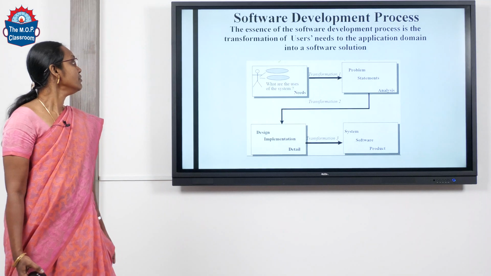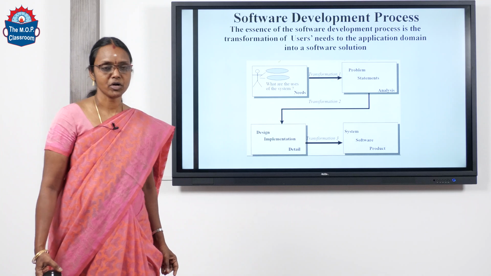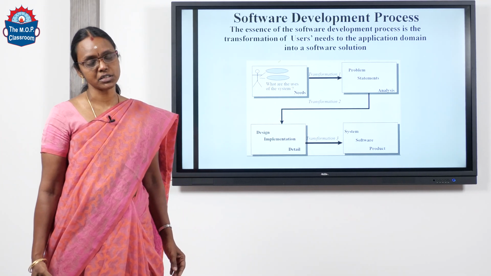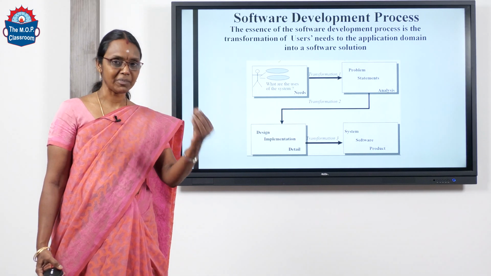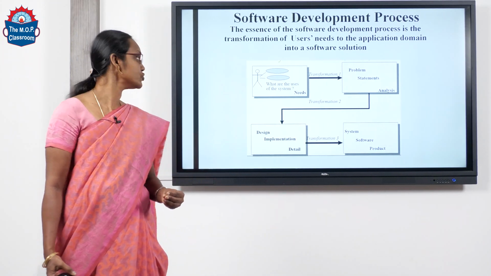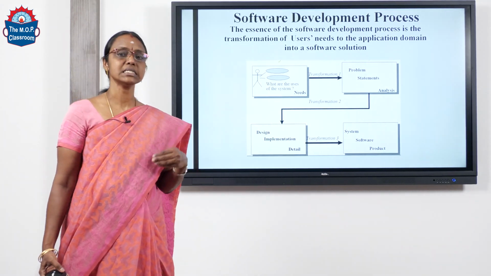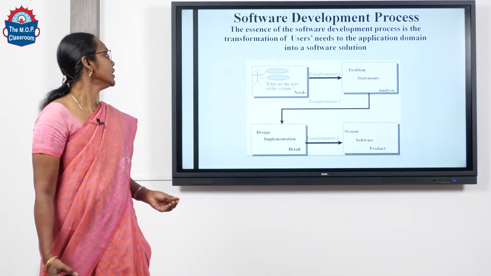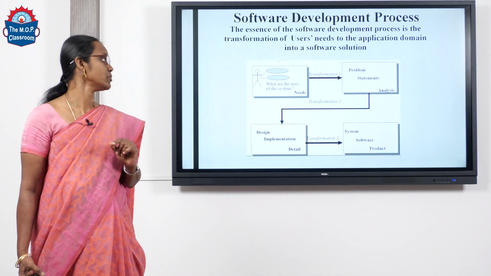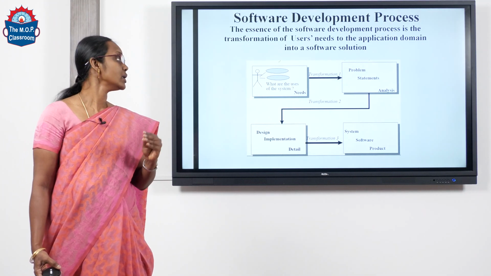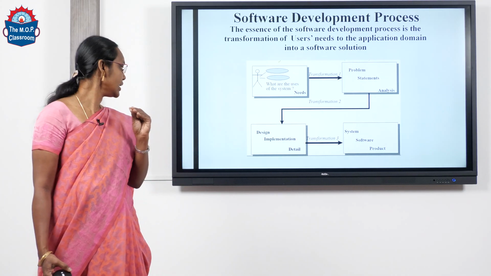Moving on, we will first start with the software development process. What is the software development process? The aim of the software development process is mainly the transformation of the user's needs into the application and bringing a particular solution. So the essence of the development process is transformation. The user's needs are going to be transformed into a problem statement where you are going to perform the analysis. That is the first transformation. Transformation 2, the analysis is going to be converted into what is called the design and implementation.